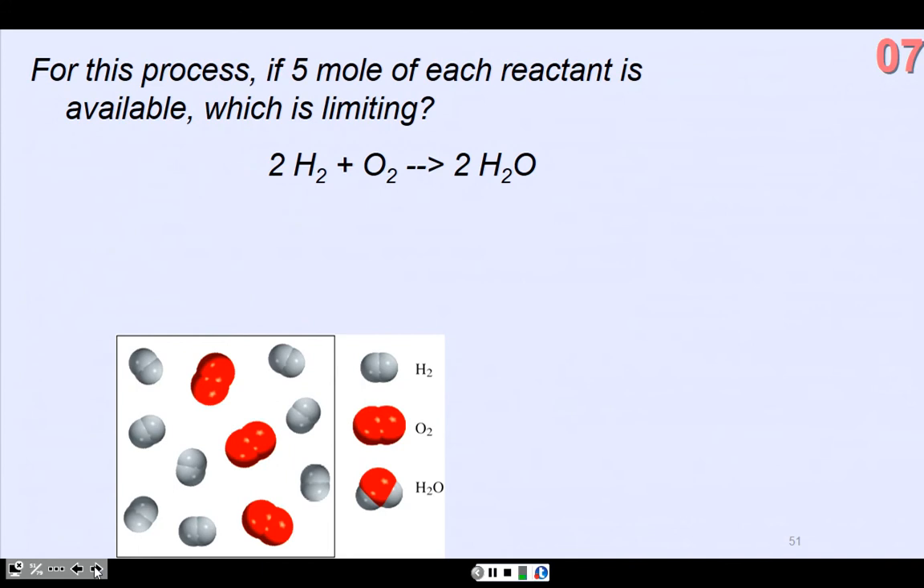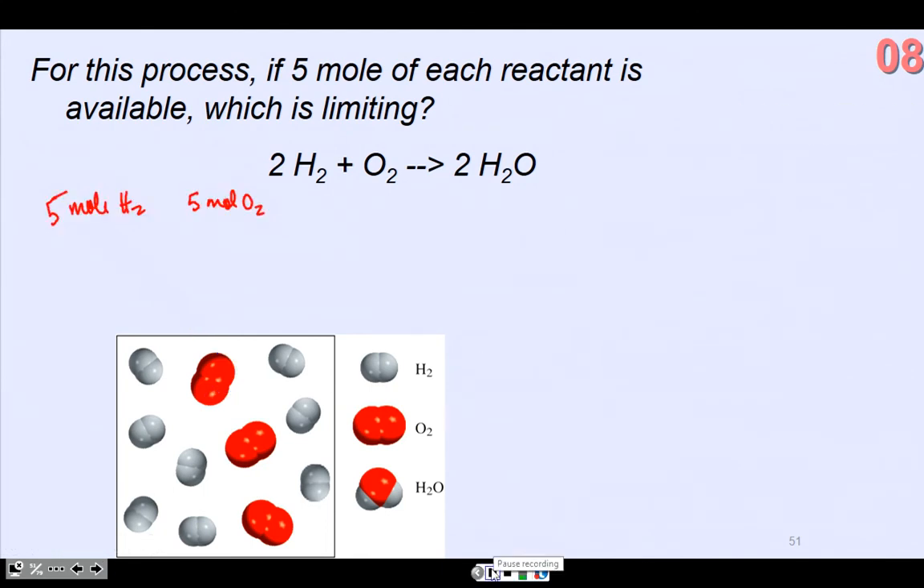All right, so a simple reaction again of hydrogen and oxygen making water. If you have 5 moles of each reactant available, which one is limiting? Well, the picture doesn't show 5 of each, but you kind of have to think about it for a minute. If you had 5 moles of hydrogen and 5 moles of oxygen, what could you make? Let's think about it for a sec.